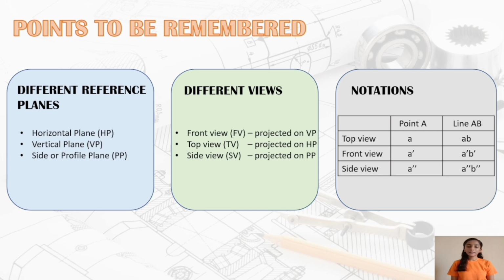The different views are front view FV projected on VP, top view TV projected on HP, and side view SV projected on PP. The different notations used are top view of a point A is denoted by A, top view of a line AB is denoted by AB, front view of a point A is denoted by A dash, and front view of a line AB is denoted by A dash B dash. Side view of a point A is denoted by A double dash, and side view of a line AB is denoted by A double dash B double dash.